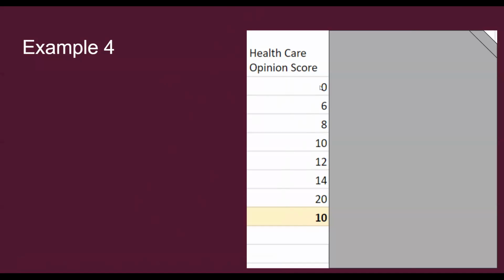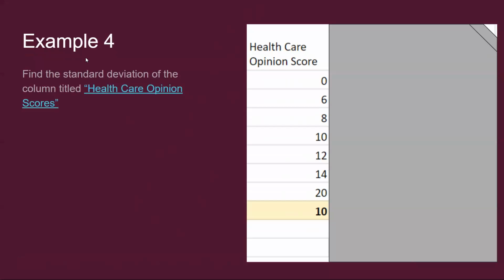So the data would be the healthcare opinion score. We have 0, 6, 8, 10, 12, 14, and 20 here. This was perhaps from a survey. And what we're going to do for this slide is calculate the standard deviation. So for these scores that you see above the yellow box, we're going to calculate the standard deviation of that column. We have talked about these steps in class.